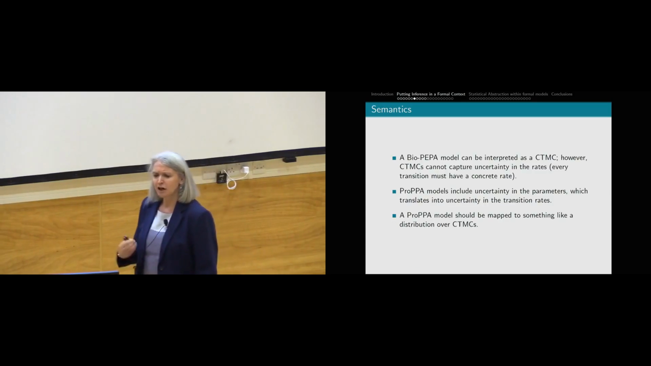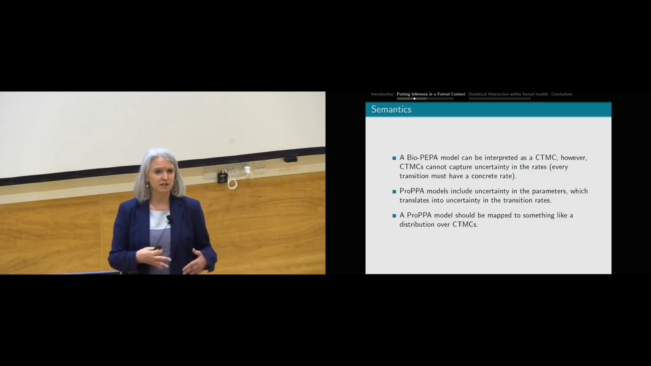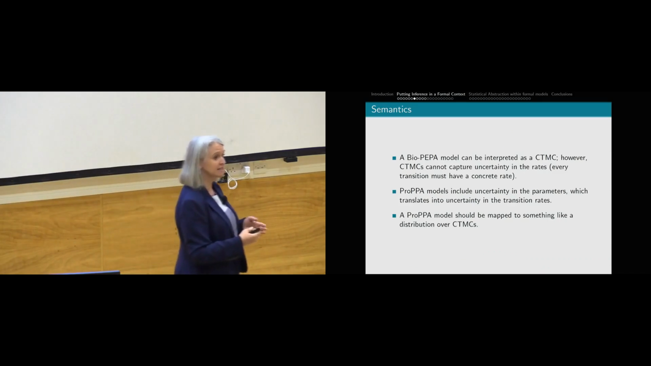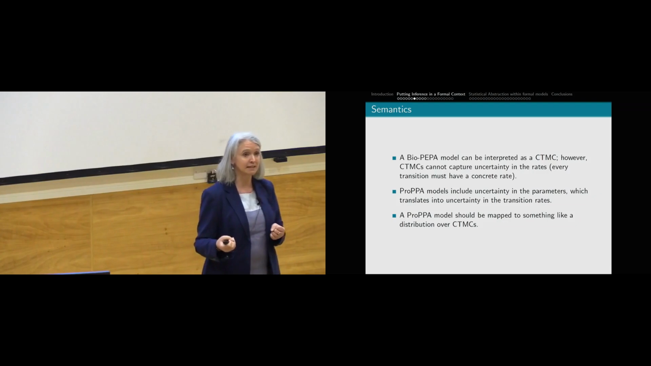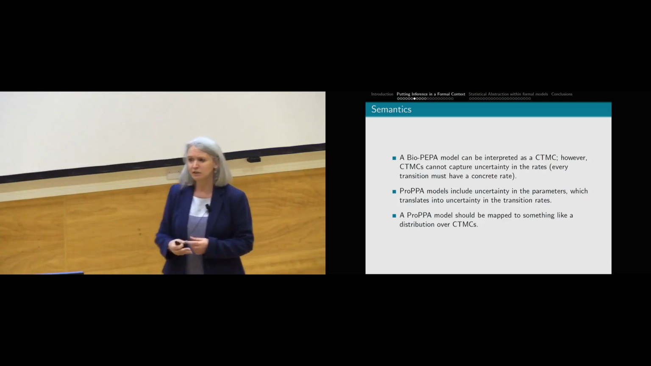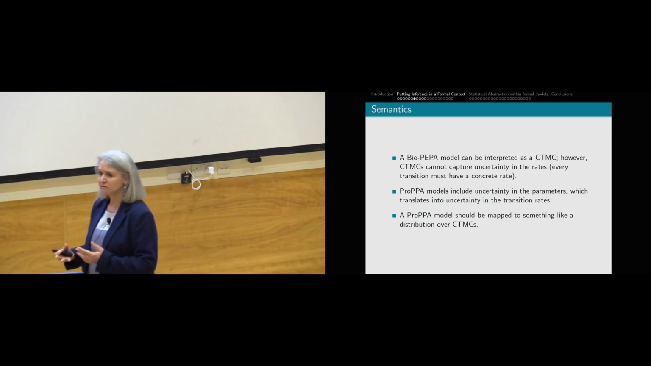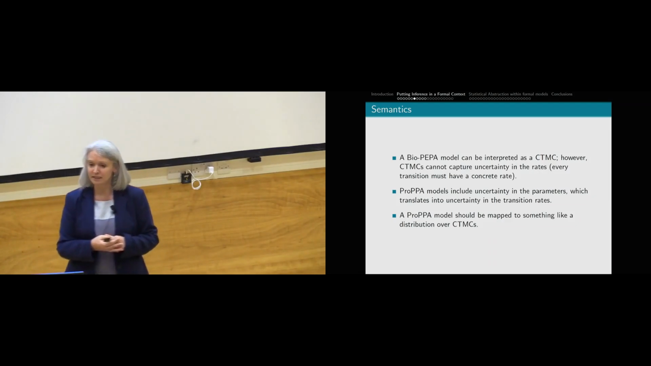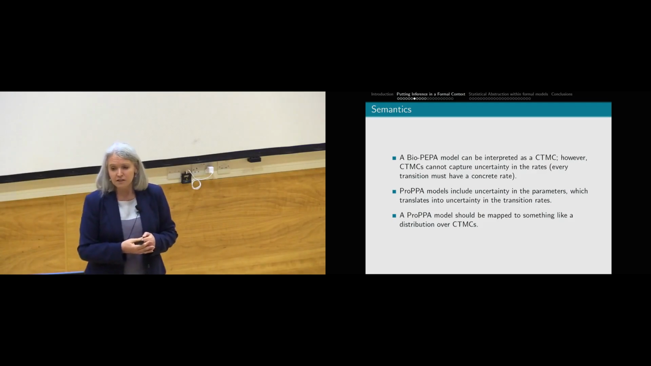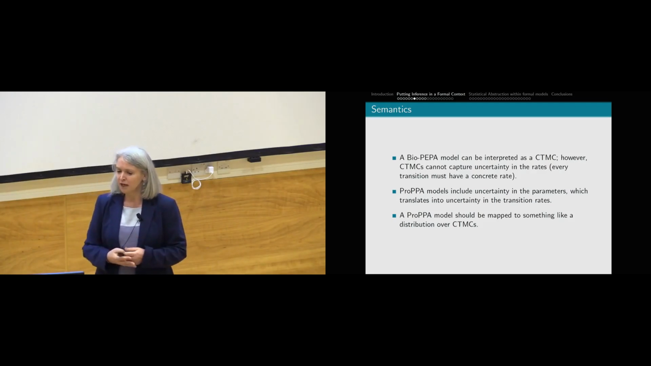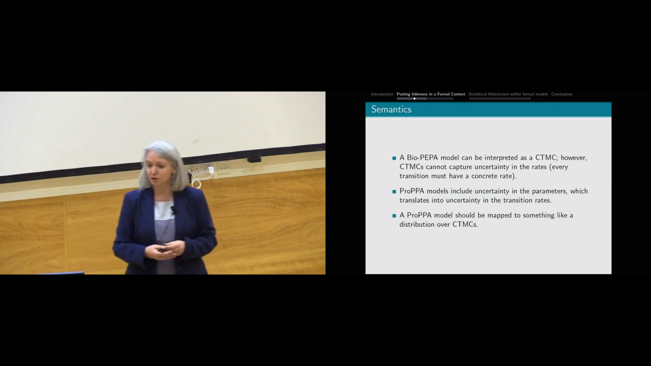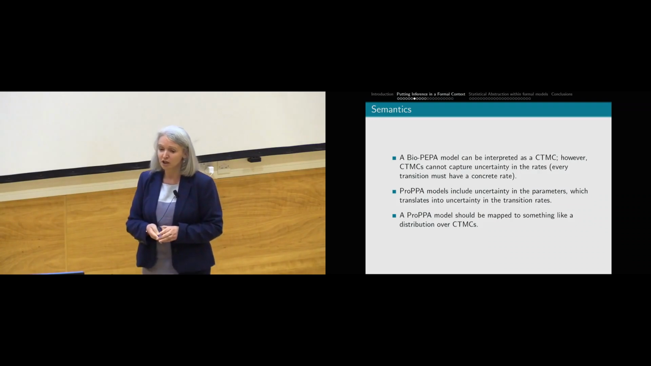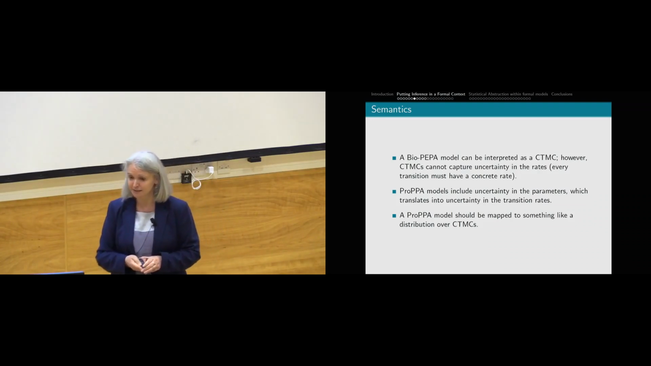So previously, our BioPepper model was a continuous time Markov chain. We could map it to a representation in terms of states and rates of moving between states. But what does it mean now that we've changed, that we don't actually have rates, we just have some guess of a distribution that rates might follow? So a proper model cannot be interpreted as a continuous time Markov chain. It needs something else. It is actually a distribution over continuous time Markov chains.